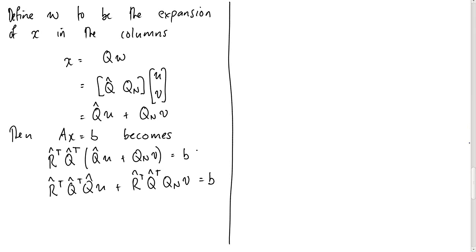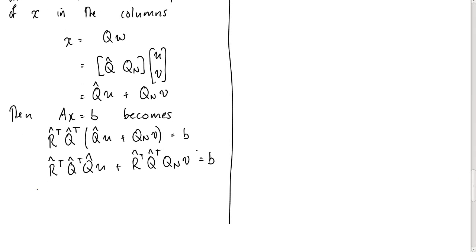And what do we see here? A couple of things. We should note Q hat transpose times Q hat is just the identity. Orthonormal columns, therefore that expression there is the identity, n by n. And what else can we see? Q hat transpose times Qn. Every column of Q hat is orthogonal to every column of Qn, so that is just 0. So our equation reduces down to R hat transpose I u plus 0 equals b.